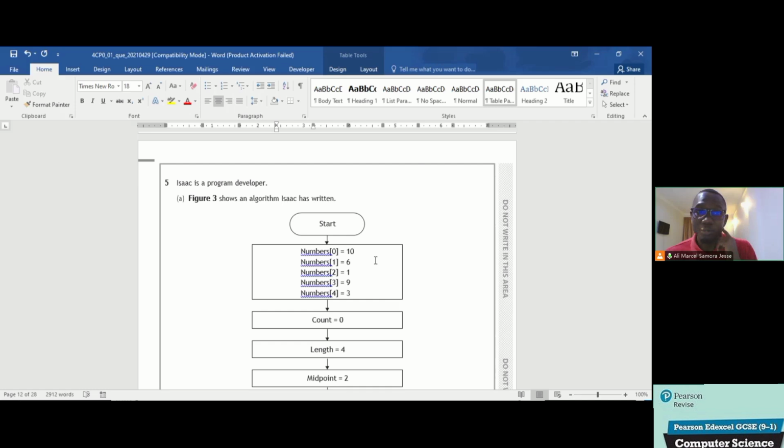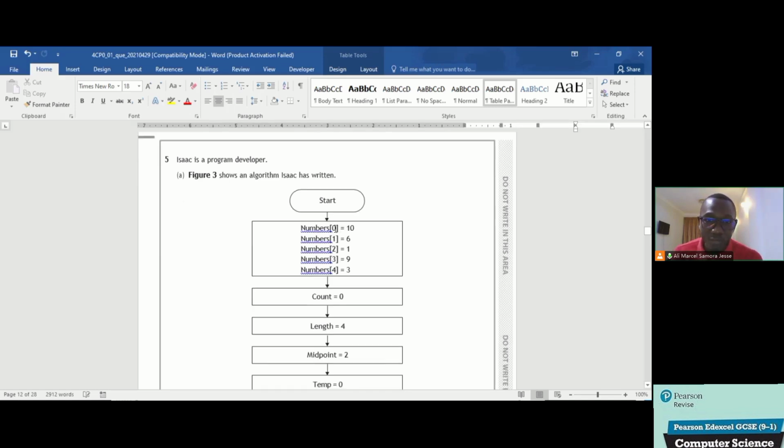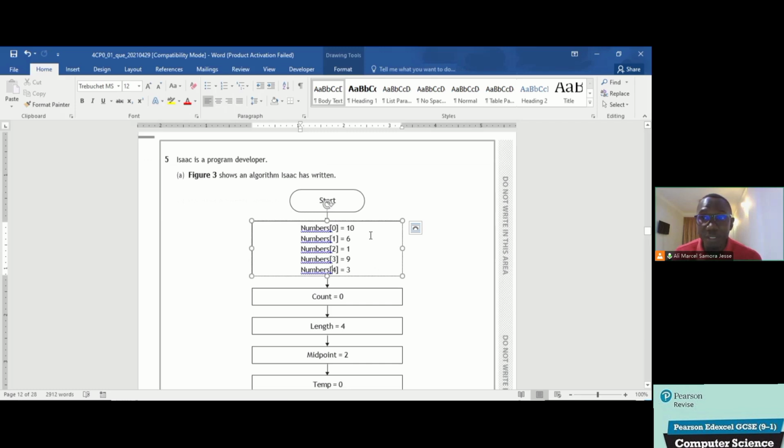Isaac is a program developer. Figure 3 shows an algorithm Isaac has written. It has a start as shown. We have arrays 0, 1, 2, 3, 4. And in each array, there is an object or a value, a number. So in 0, we have 10, in 1, we have 6, in 2, we have 1, in 3, we have 9, in 4, we have 3.